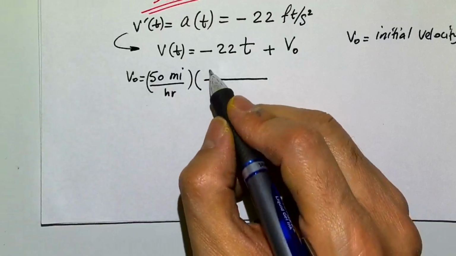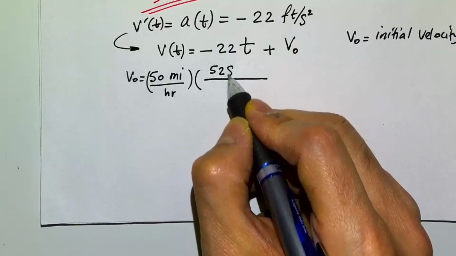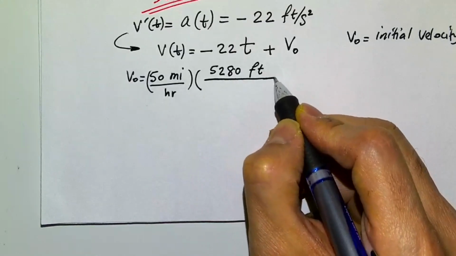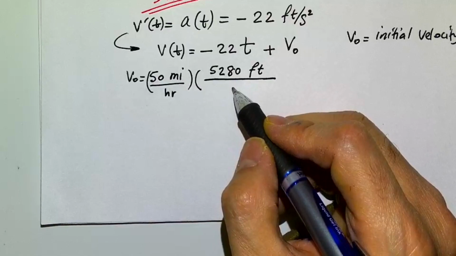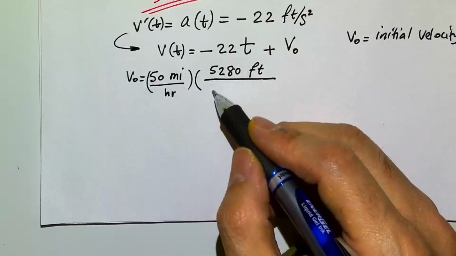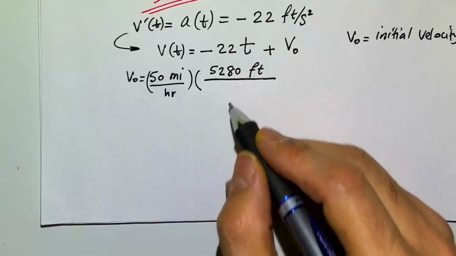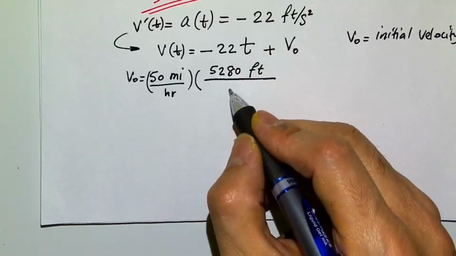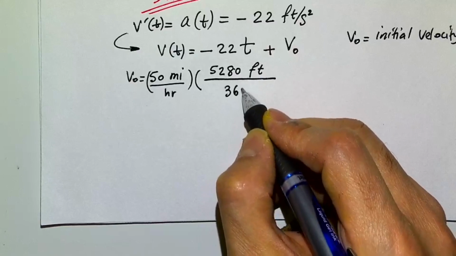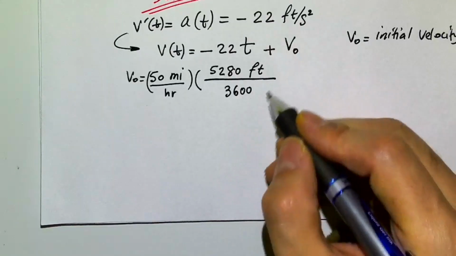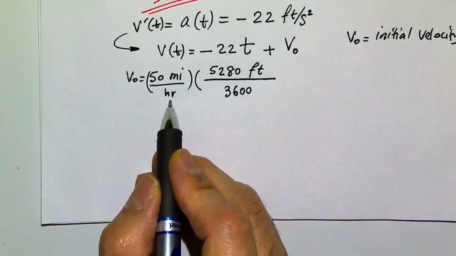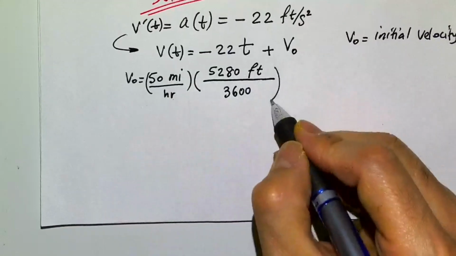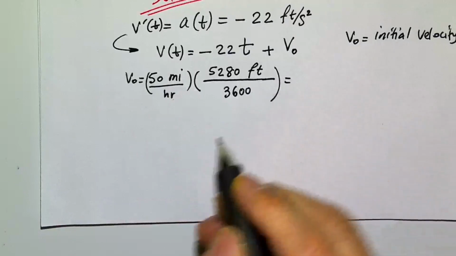And then, how about the hours? For the hours we have 3,600 seconds, right? 60 times 60, 3,600 seconds per hour, and 5,280 feet per mile. Okay, so let's convert this then.